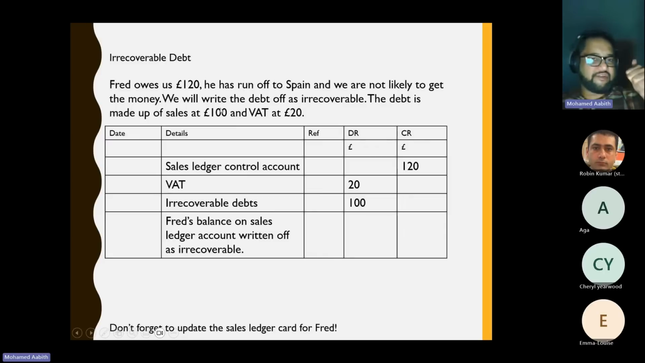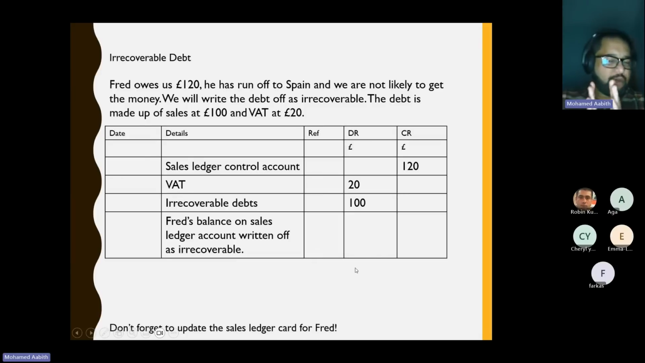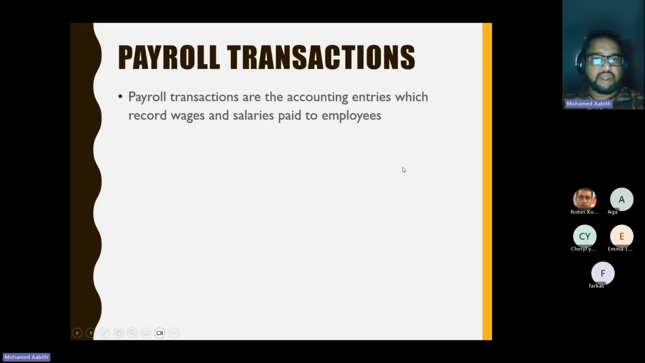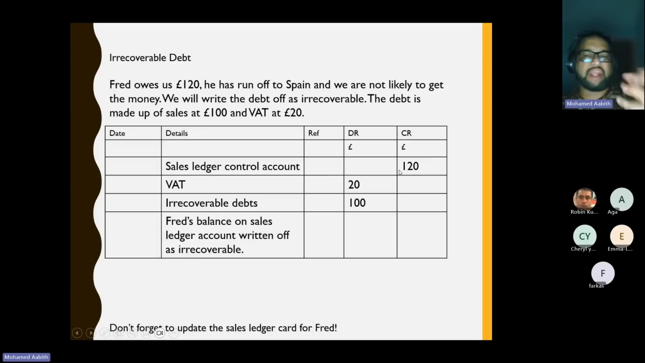The debt is made up of 100 pounds plus VAT of 20 pounds. The entry will be RLCA or SLCA 120 credit, and VAT and irrecoverable debt are both debits. And then do not forget to update the sales ledger card for Fred. That means if I'm looking at my receivable ledger, the account for Fred should also be written off by this 120 pounds. You have to make sure that balance goes to 0.